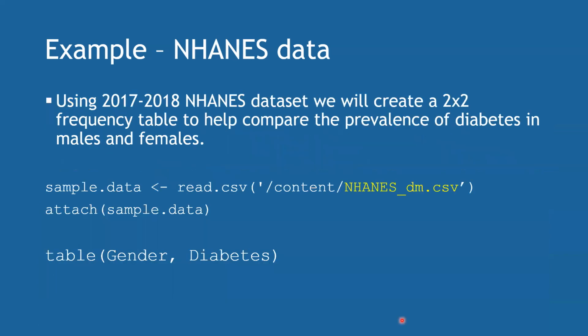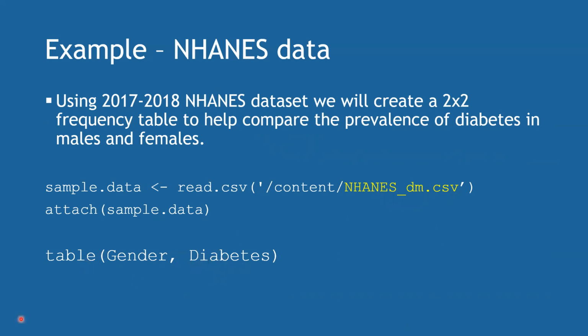All right, so we mentioned with the chi-square test that it's helpful to have a 2x2 frequency table to help us compare the prevalence of diabetes between our group of interest, and we're looking at gender specifically. So this is the R code that we're going to use. Note here that whatever is indicated as this NHANES DM data set, you're going to need to change that to yours. And in the table, you're also going to need to change diabetes to whatever your health outcome is.